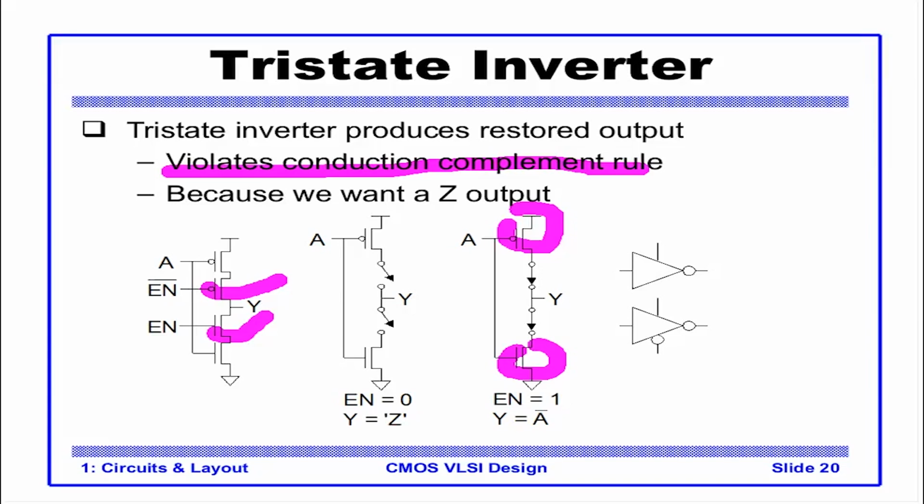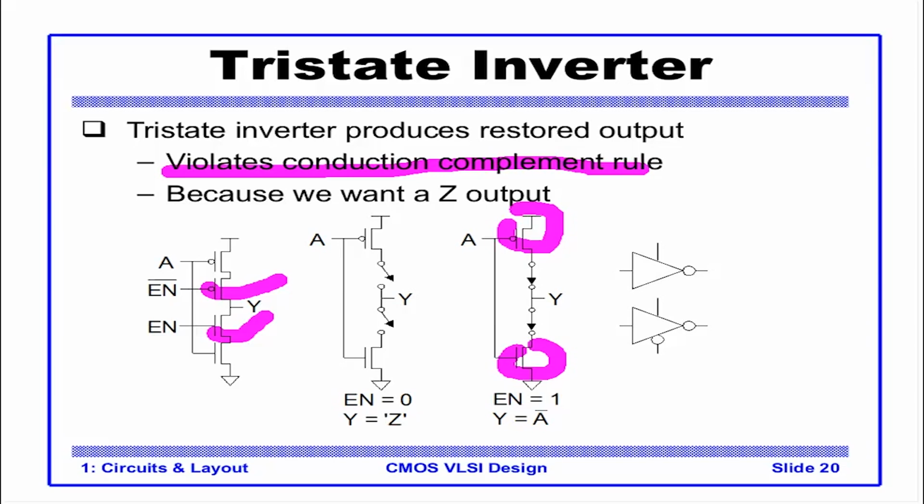This is the logic symbol of a tri-state inverter. You can either represent it by this or by this. In the case of the first one, it is implicit that a complement of EN is available. In this case, we are making the connection explicit.